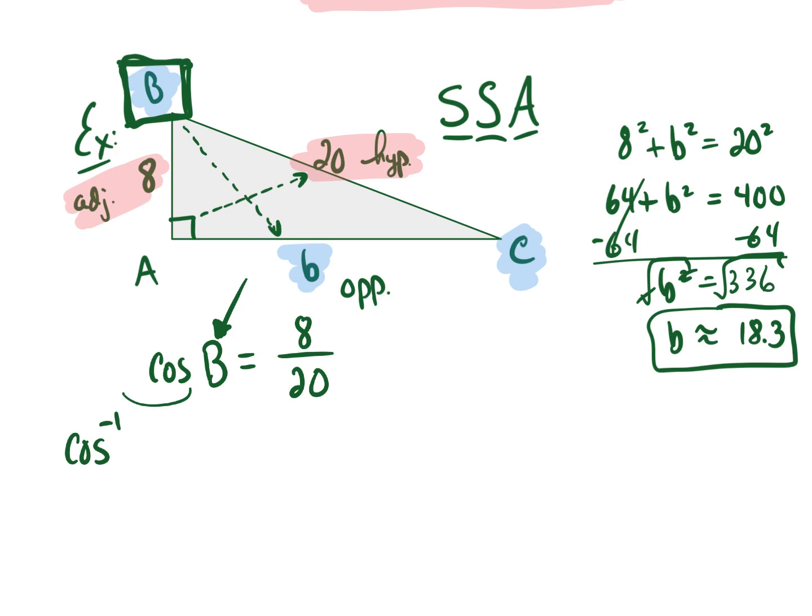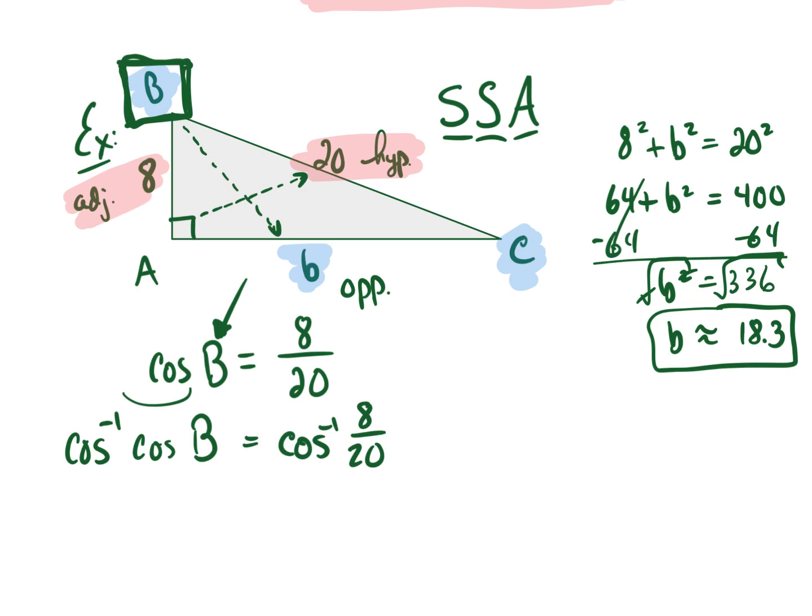And whatever you do on one side, just like addition, subtraction, multiplying, or dividing, you have to do the same on the other side. So if we take the inverse cosine of the left side, we have to take the inverse cosine of the right side. Let's go ahead and do it. Let's take the inverse cosine of the left. So what we end up with is the inverse cosine of the cosine of B. And on the right-hand side, we have the inverse cosine of 8/20.